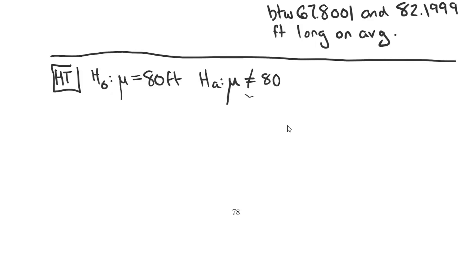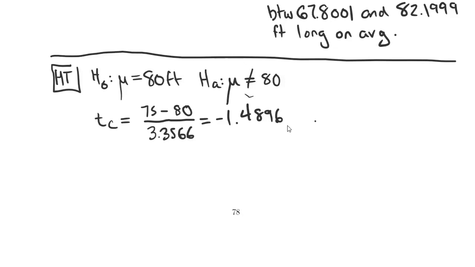As before, our standard error is 3.3566, so we can dive right into calculating the test statistic t. That's going to be our sample mean 75 minus our supposed true mean 80 divided by our standard error 3.3566, giving us a test statistic of negative 1.4896. So we're going to have a t distribution here, which looks kind of normal except for fatter tails. And our mean is a test statistic of 0, so a test statistic of 1.4 is going to be out here.